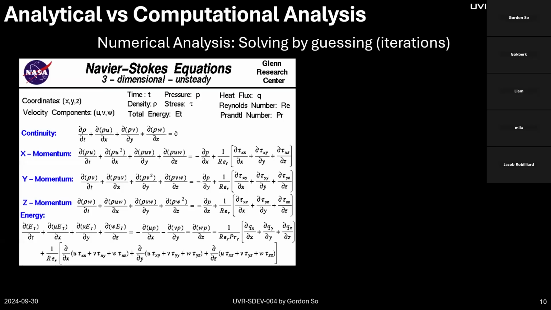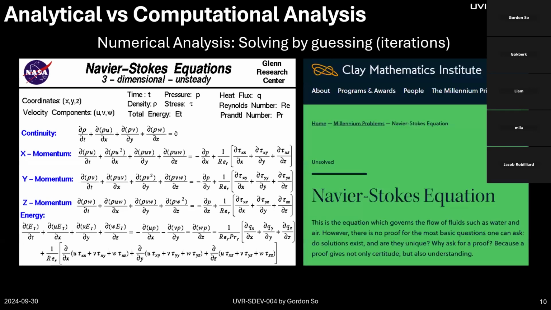Computational is a bit different. With computational, you're actually just guessing. The specific term is numerical analysis, because sometimes the equations are so difficult that you cannot write or rearrange the whole equation. One of the best examples is the Navier-Stokes equation. If you think you can solve it, congratulations, you can win $1 million, because it's actually an unsolved problem in the math sector. So if you can solve it, congrats. Maybe give me commission too.